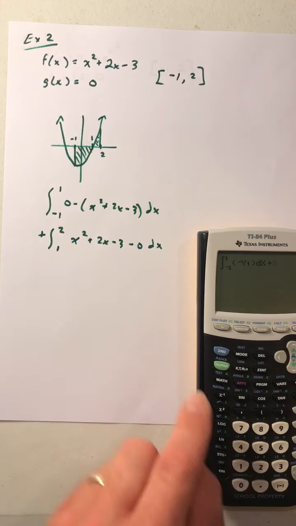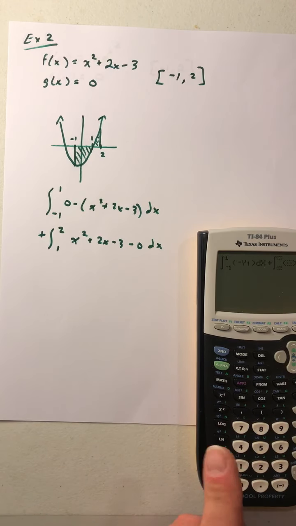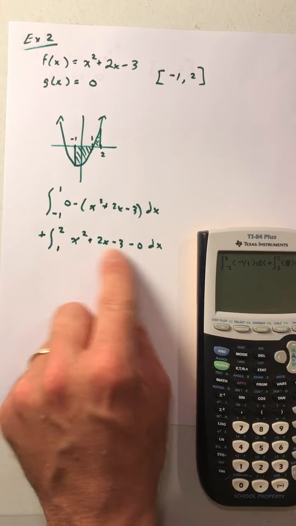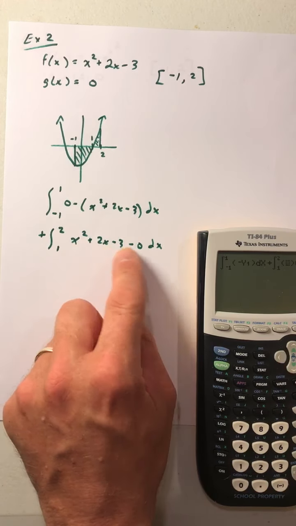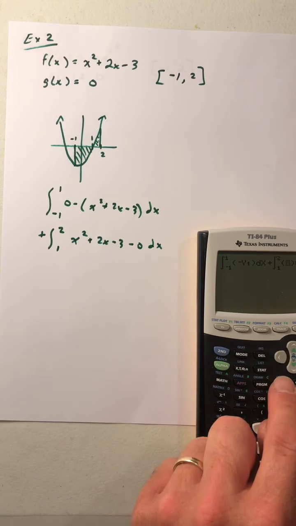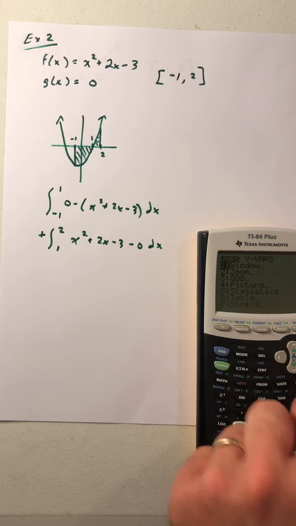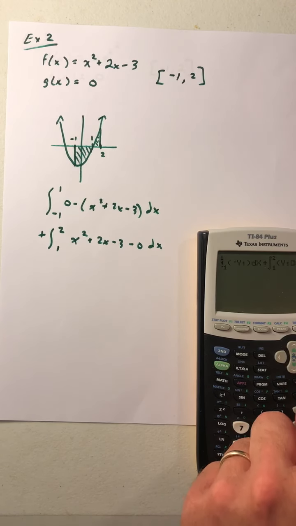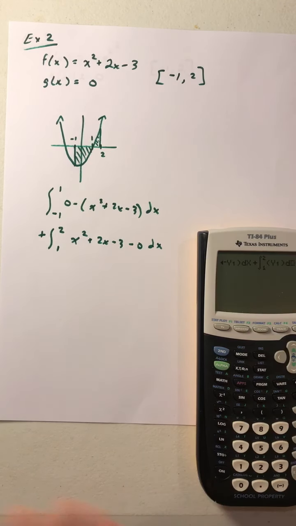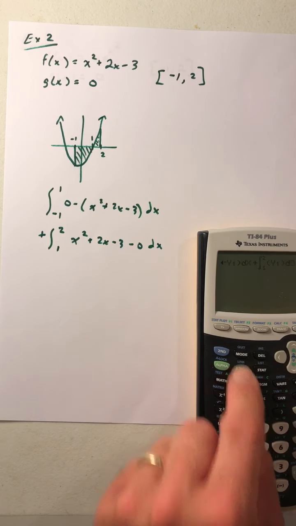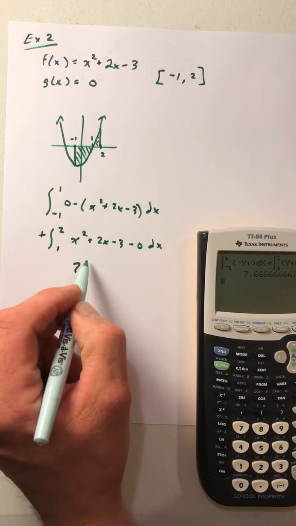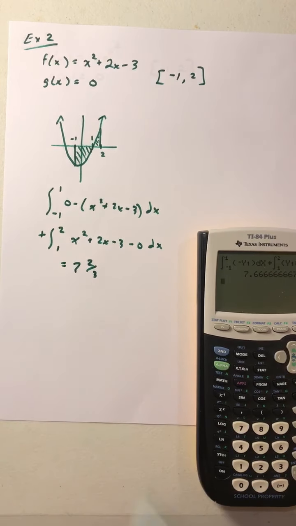To that, I'm going to add the integration, so another Math 9, from 1 to 2. Now I have my y1, or my original function, minus 0. So again, I can go to vars, y-vars, function, recall my y1, and that's going to be minus 0, or just y1, in terms of x. And that gives us 7 2/3 as our answer.